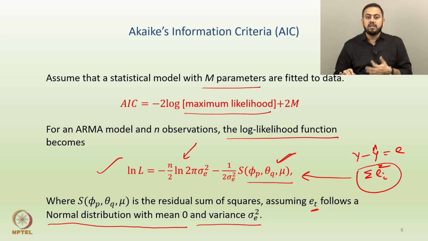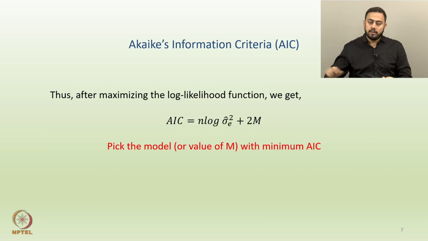Okay, so again just to reiterate, if you have an ARMA model with n observations, the log likelihood function can be written down in this format, right. Then once you write down the log likelihood, the next step is to maximize that, because you want an MLE or maximum likelihood estimator. Okay. So after maximizing the log likelihood function, we actually get this. So AIC is nothing but n log of sigma square E hat plus 2 into m.